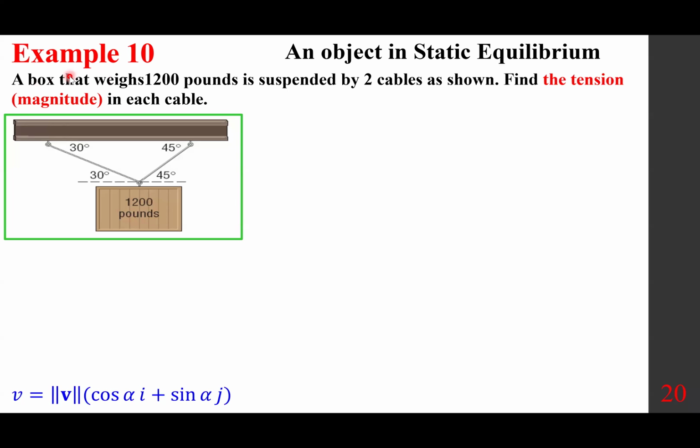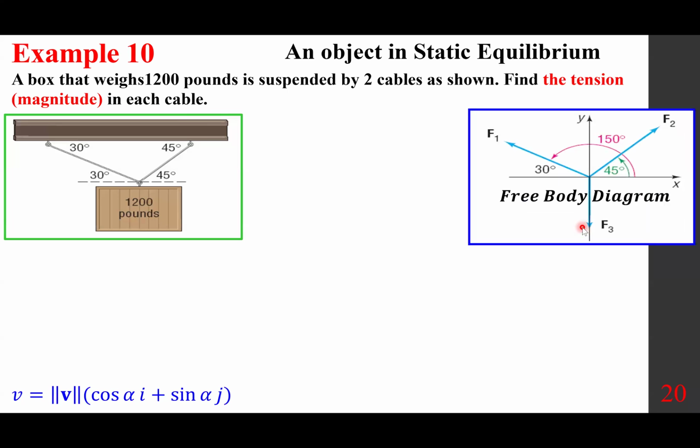Example 10, an object in static equilibrium. A box that weighs 1,200 pounds is suspended by two cables, as shown. Find the tension magnitude in each cable. All right, just a little bit of a lesson from physics. The free body diagram looks like that.